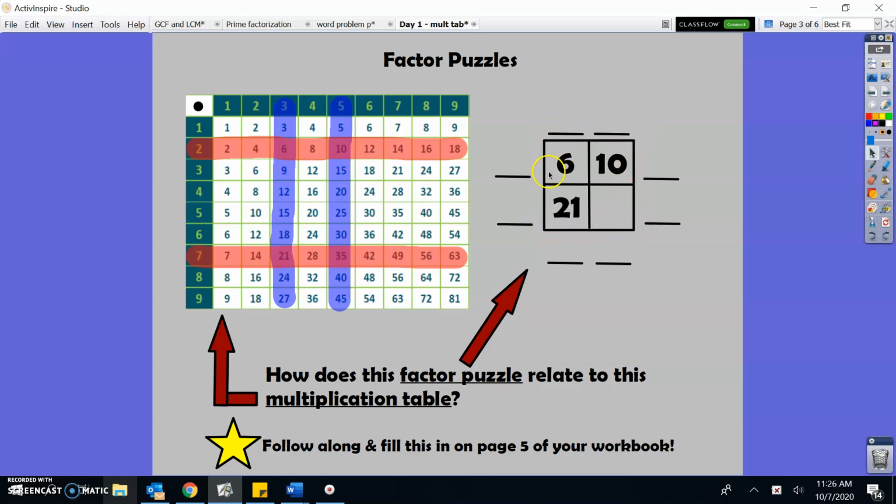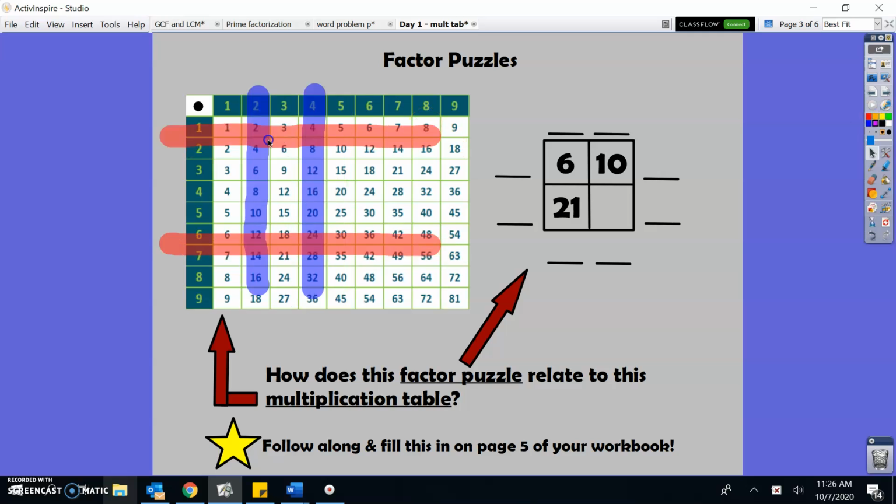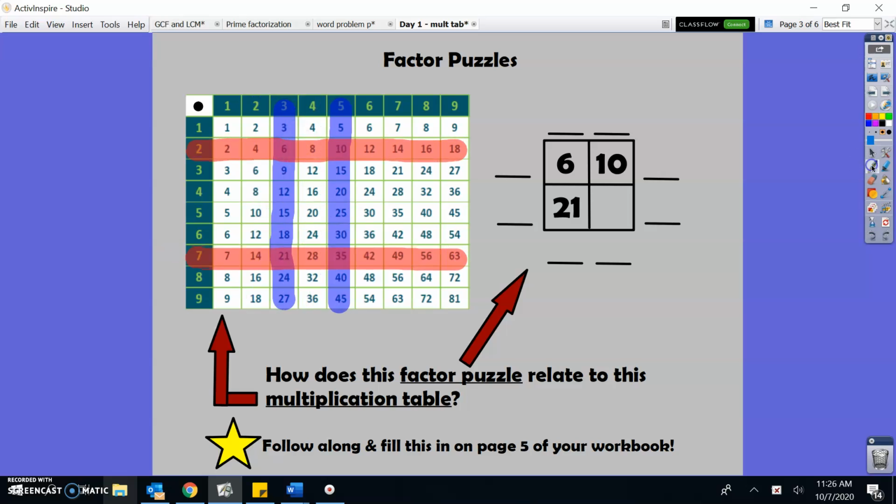We have a 6 on the left-hand side, we have a 10 on the right-hand side, we have a 21 below the 6, and then we have a blank spot, which is what we need to figure out. So using my multiplication chart, I'm going to start and find my 6, which is right here. And I notice the two numbers that get me to 6 are 3 and 2.